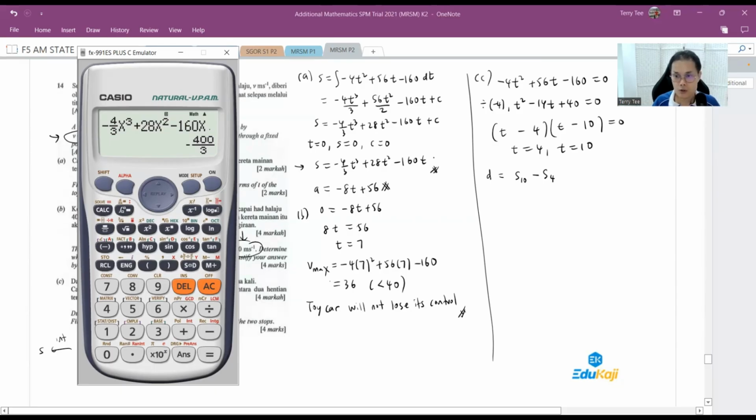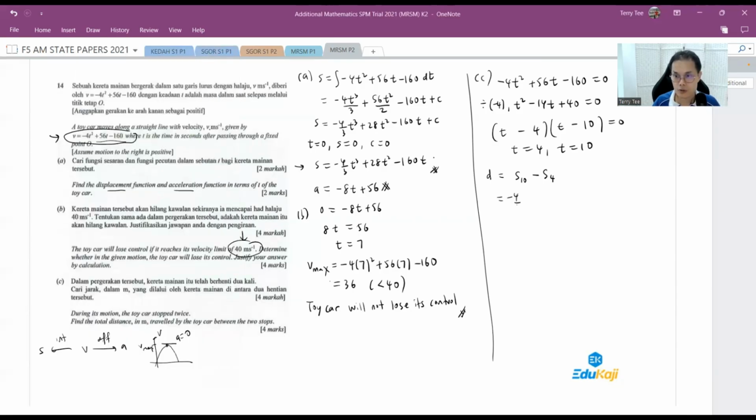Okay, you still need to show your working though. Negative 4 over 3. If I put 10 here, 10 cubed, you can write 1000, or you can just write 10 power 3. This is 28, 10 squared, 160 times 10. Then you minus your S4. S4 is negative 4 over 3, 4 power 3, 28, 4 power 2, 160 times 4.